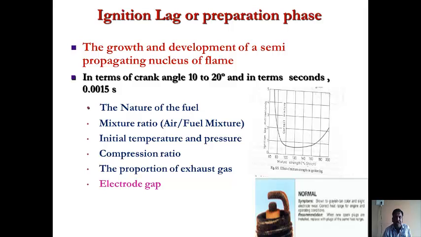Second one is mixture ratio. It's nothing but the air fuel mixture. This slide shows the effect of mixture strength on ignition lag period in milliseconds.